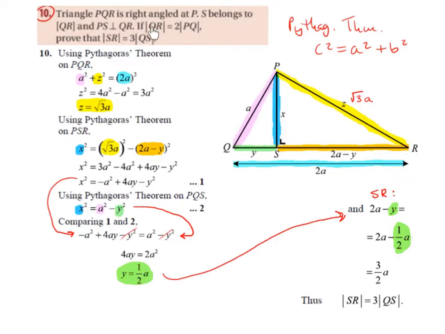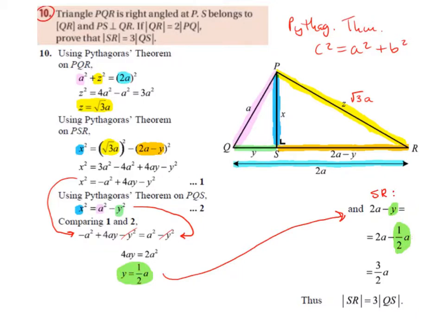If QR is equal to 2PQ, prove that SR is equal to 3 times QS. So using Pythagoras' theorem, and Pythagoras' theorem is c squared equals a squared plus b squared, where c is the longest side, the hypotenuse.